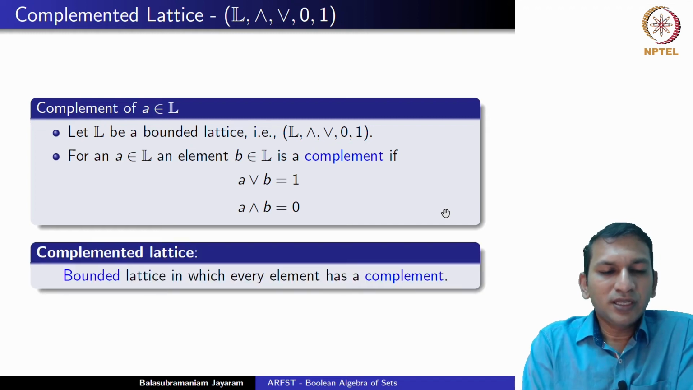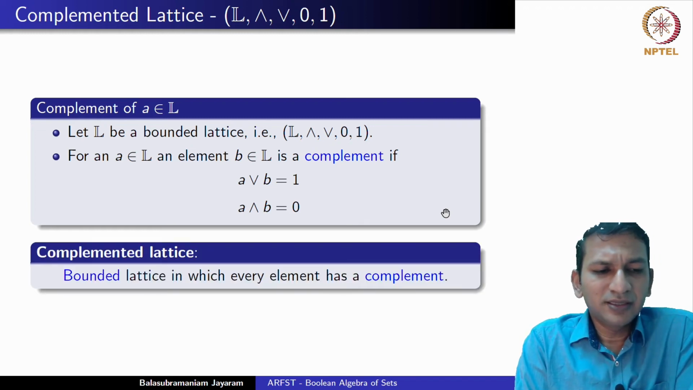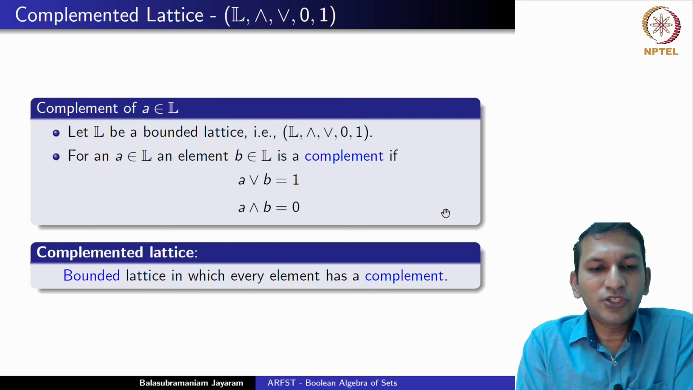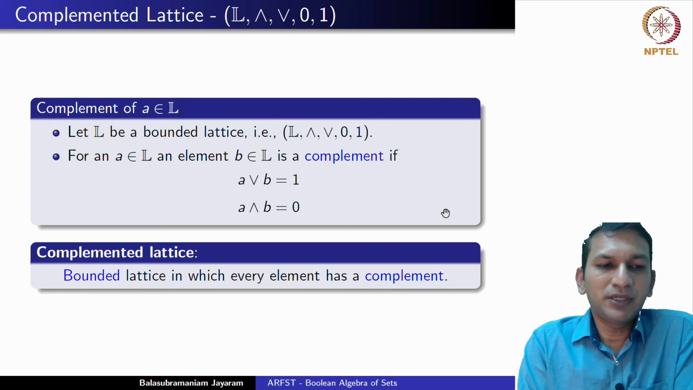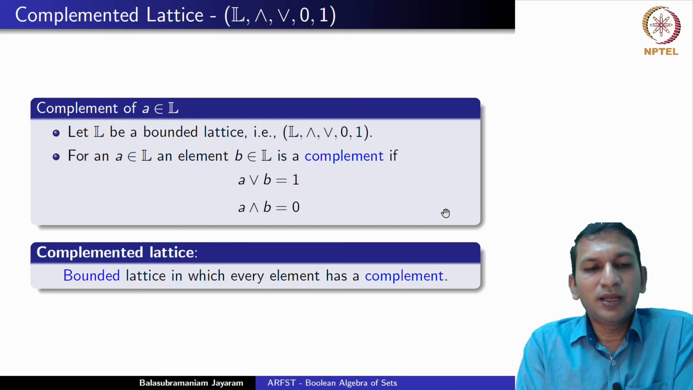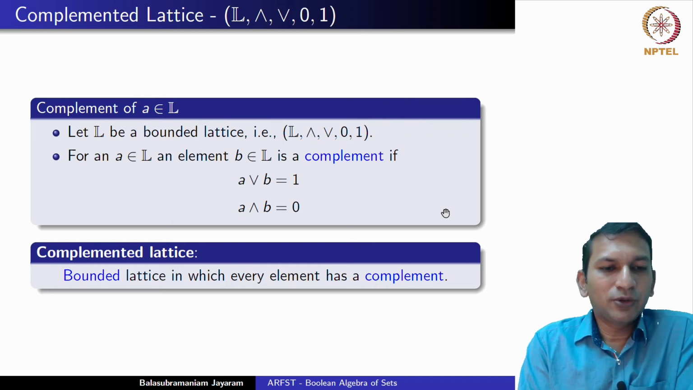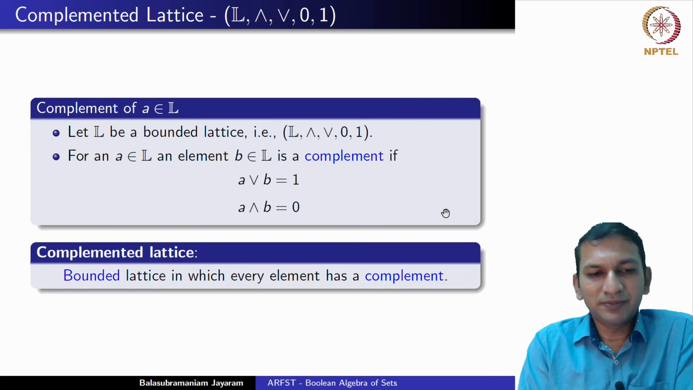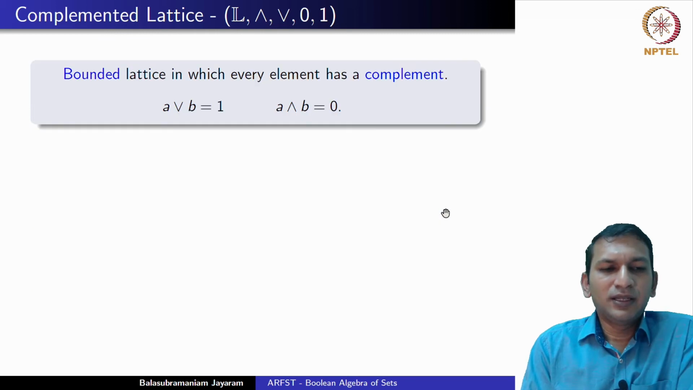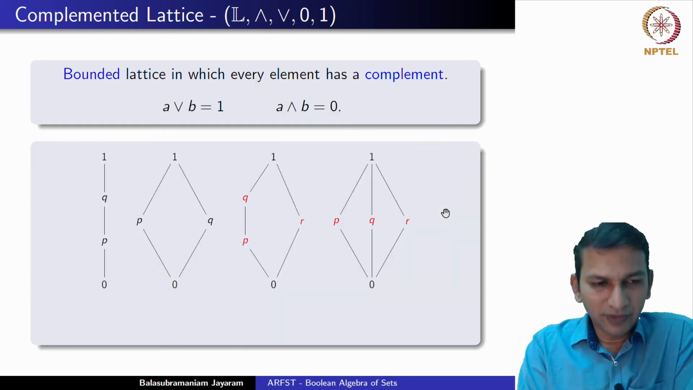Now, what is a complemented lattice? It's a bounded lattice in which every element has a complement. What we defined before was, what is the complement of an element A? We said, if there is an element B such that A join B is 1 and A meet B is 0, then we say B is a complement of A. But dually, we can also say A is a complement of B. Let's look at the same four lattices that we considered.